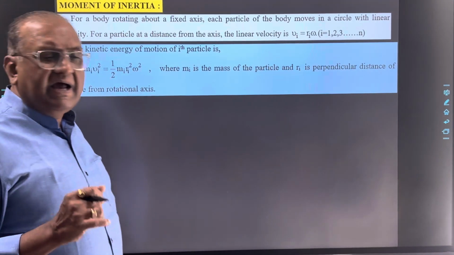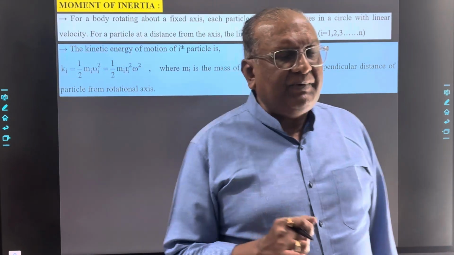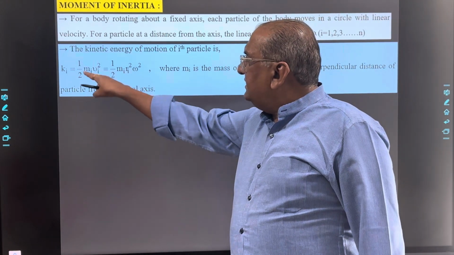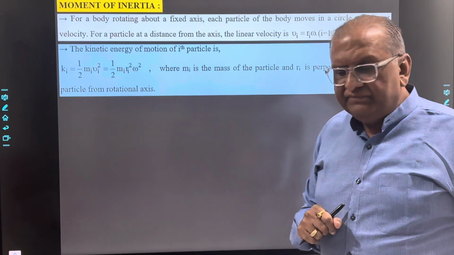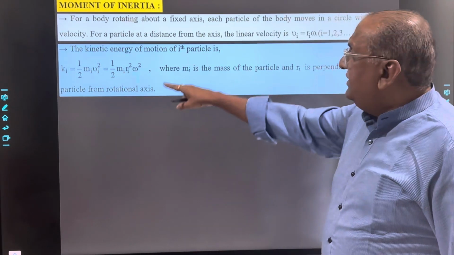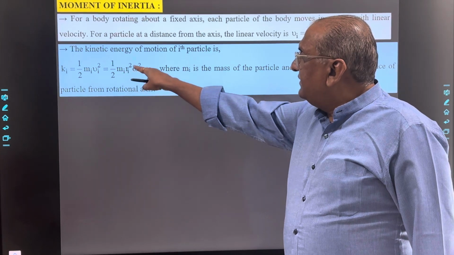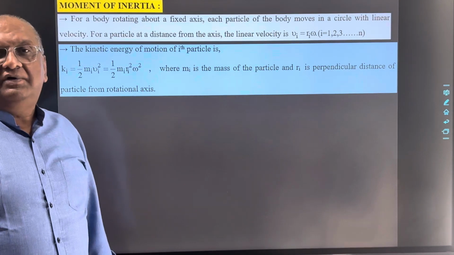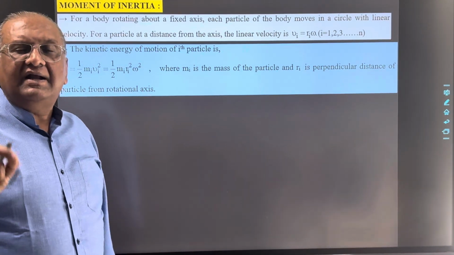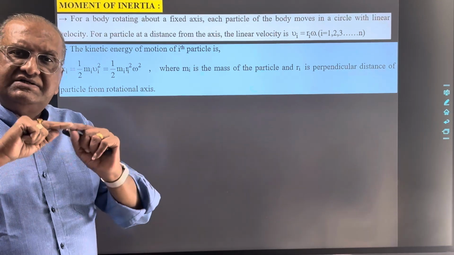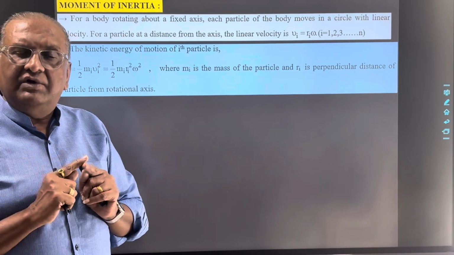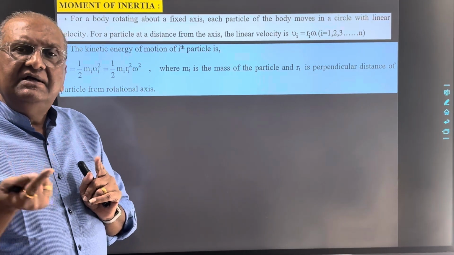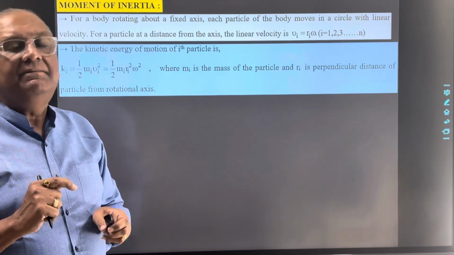Suppose here we consider any ith particle, then for the ith particle the kinetic energy we can write as ki equal to half mi vi square, but v equal to r omega, so we can write half mi ri square omega square, where mi is the mass of that particular ith particle, and ri is the perpendicular distance of that particle from the rotational axis, or in other words we can say ri is the radius of the circular path of the ith particle.